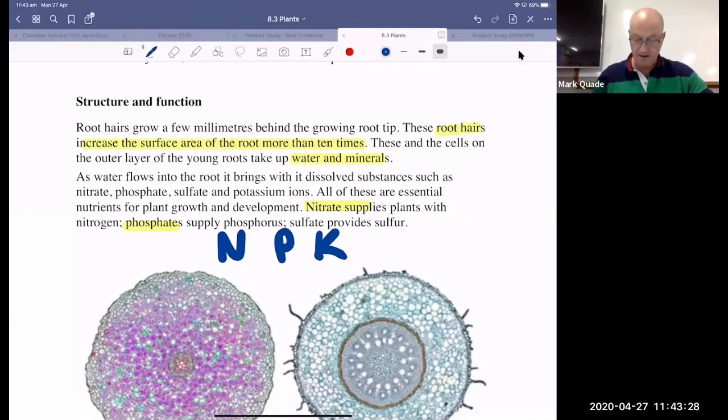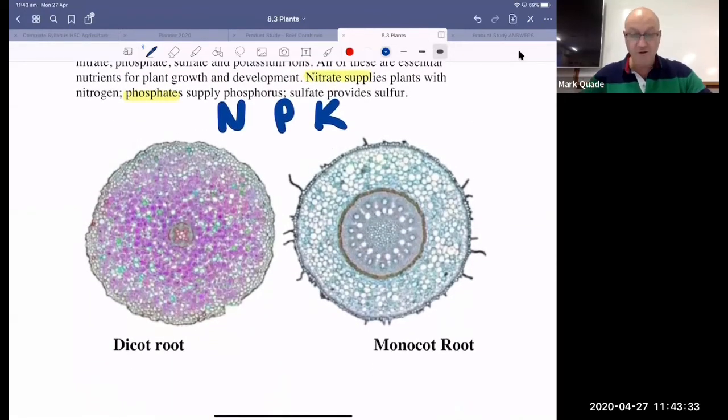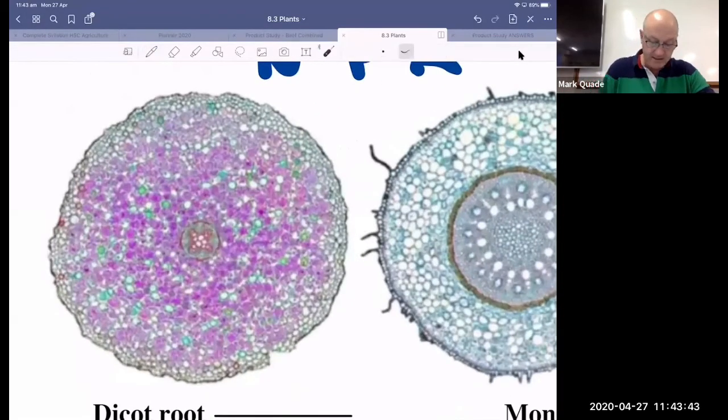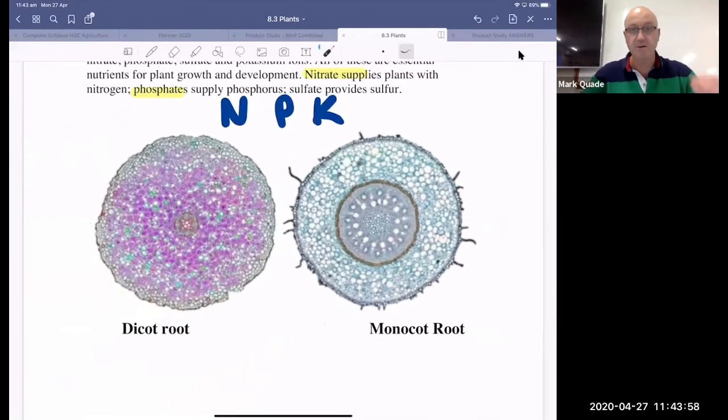Now, let's have a look at our diagram here. So we've got a cross section. So cross section is a root cut in half. Now, if we have a look at our dicot root, it has a little star in the middle, okay? Whereas our monocot, it has more of a ring sort of shape to it, okay? So if you're looking at a cross section, that's how we can tell the difference between a dicot and a monocot.